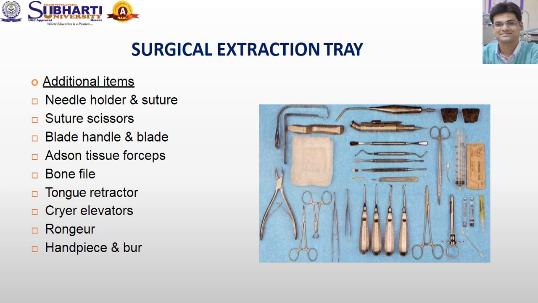Surgical extraction tray requires all the armamentarium included in a basic extraction tray. Apart from that, it requires needle holder and suture scissor, blade handle and blade, Adson tissue forceps, bone file, tongue retractor, cryer elevator, rongeur, handpiece and burr. As a surgical procedure is performed for removal of a tooth or any other minor surgical procedure, for giving the incision we require a blade and a handle, and to debride the wound we require an instrument for debridement of the area, followed by suturing with the help of the needle holder and suture scissor.